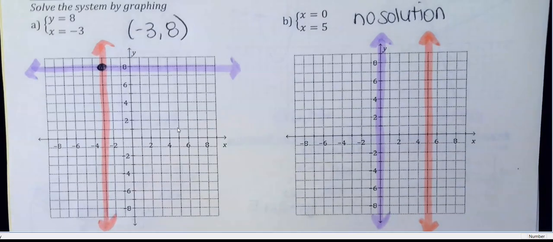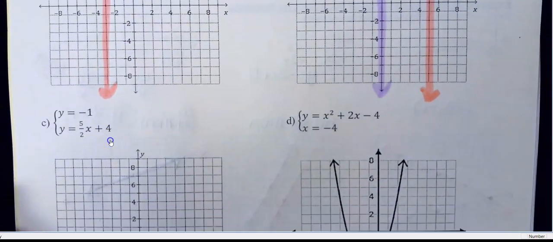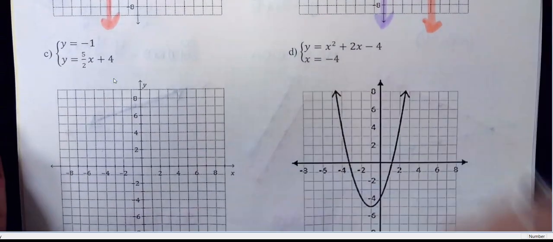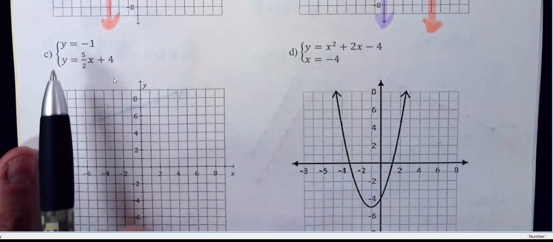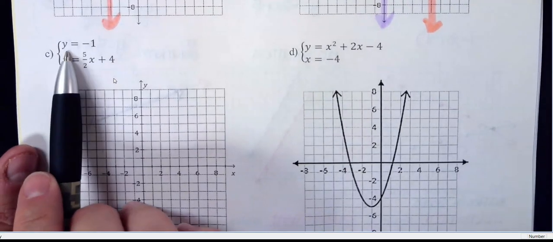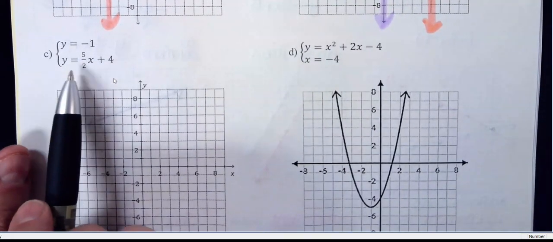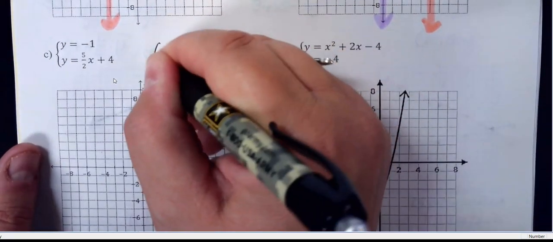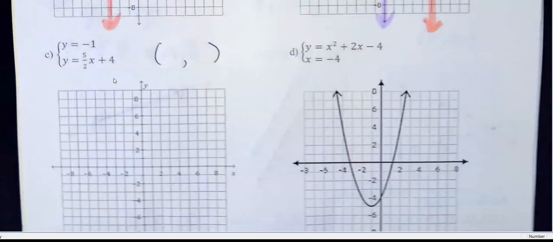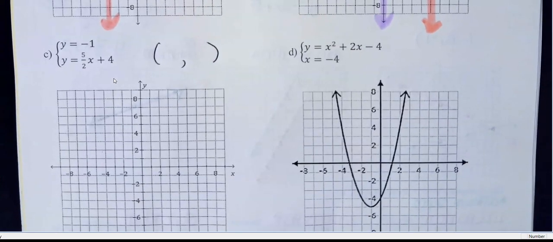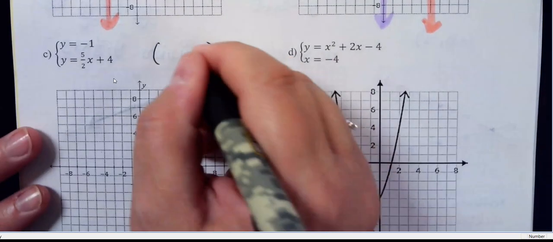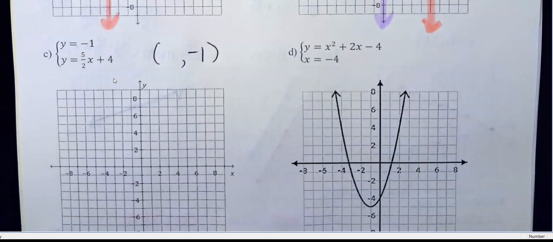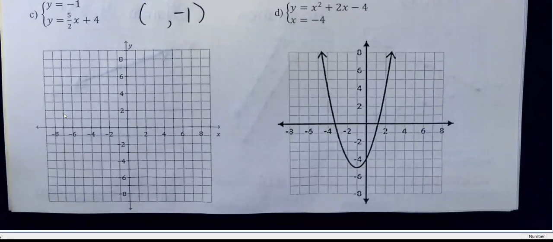Okay. And now I have the last two down here. One of them has a parabola. We'll do this other one first. So this third picture in this example, I have y equals -1, and then, in slope-intercept form, y equals 5/2x plus 4. Can anybody tell me the y-coordinate of the intersection without graphing it? -1. They're telling you right here the y-coordinate has to be -1. So I know that without even graphing it. Just trying to give you a quick heads up on that.